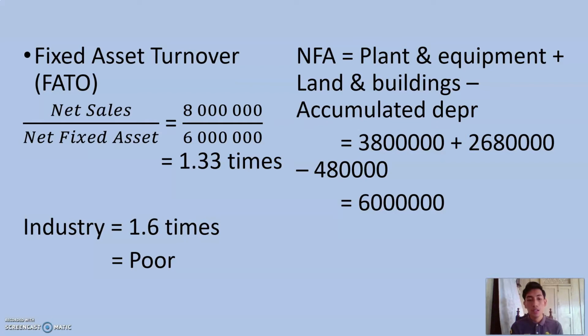After 8 million divided by 6 million, we will get 1.33 times. Compared to the industry at 1.6 times, the performance of this company is poor because in fixed asset turnover, the higher the ratio, the better. The company performance is poor because it only has 1.33 times. So that's all from me for activity ratio, March 2016.